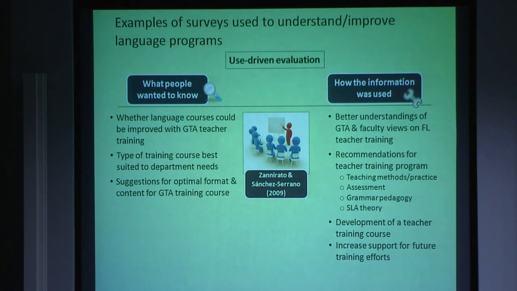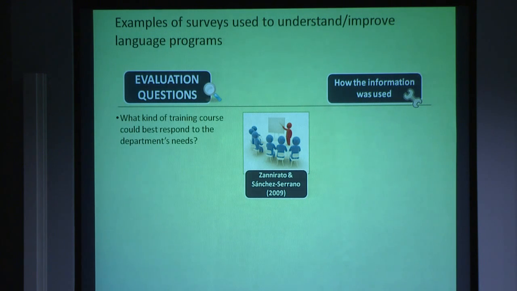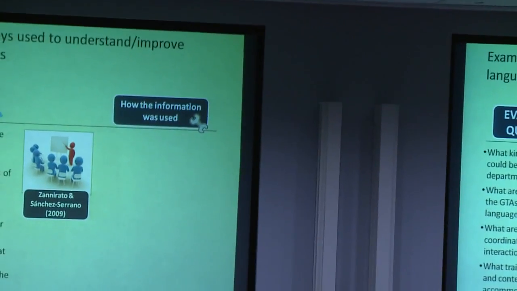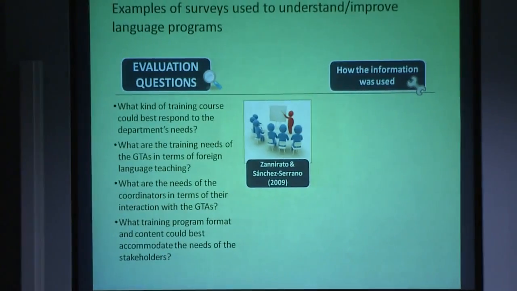So what people wanted to know, typically in an evaluation process, is expressed as an evaluation question, not unlike a research question. So that should come first, right? Their evaluation questions were the following. What kind of training course could best respond to the department's needs? What are the training needs of the GTAs in terms of foreign language teaching? What are the needs of the coordinators in terms of their interaction with the GTAs? What training program, format, and content could best accommodate the needs of the stakeholders?